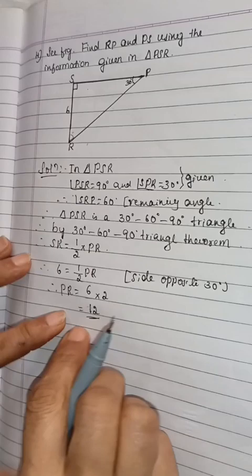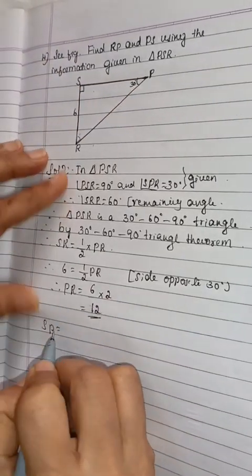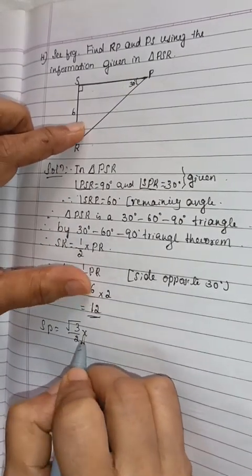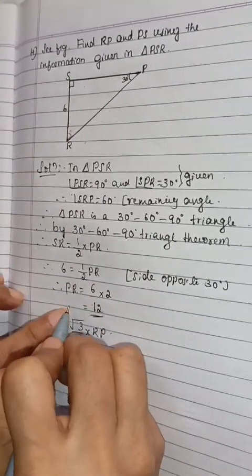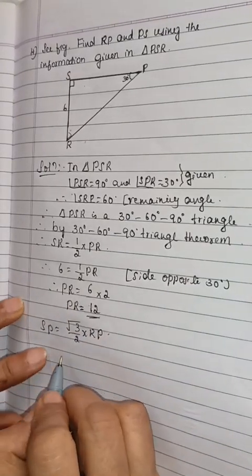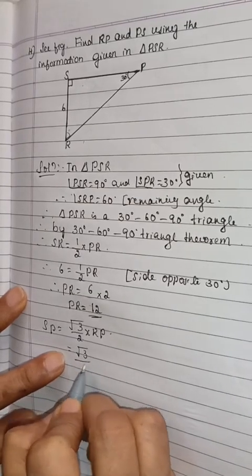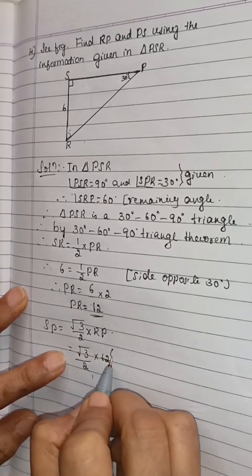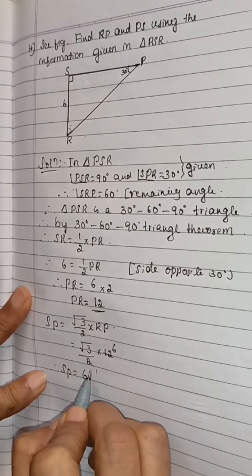This is the side opposite to 30 degree. Now find out SP. SP is root 3 by 2 times the hypotenuse PR or RP. You write here PR. So SP we have to find out, RP we know, therefore root 3 by 2 times RP is 12. Two ones are 2, two sixes are 12, therefore SP is 6 root 3.